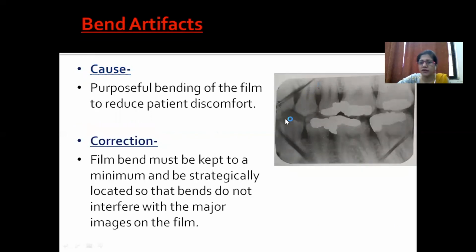Now, bend artifact. Can you see these different vertical black lines, these oblique lines on the radiograph? This is from purposeful bending of the film to reduce patient discomfort. Now these are mostly on the corners, you can see. This is so that the patient should not feel any discomfort and we go on bending the sides. But the film bending must be kept to a minimum and be strategically located so that the bend does not interfere. Again, the bending is not the solution. You can use the small size radiographic film also in those cases.